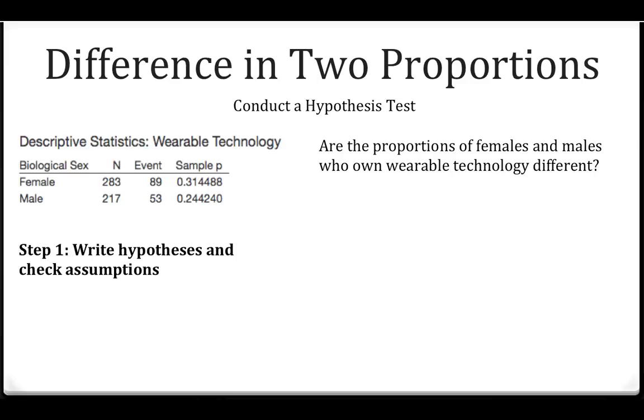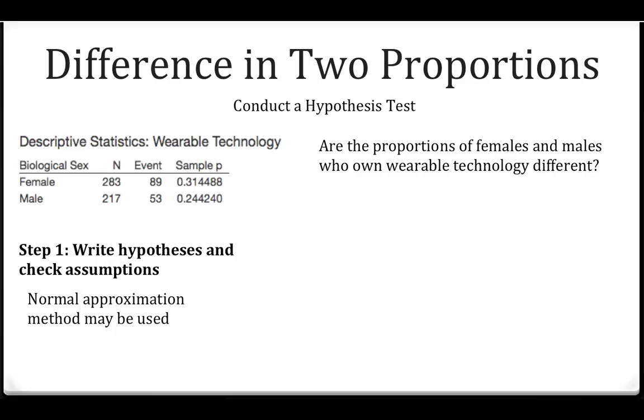Step 1, write hypotheses and check assumptions. We'll start by checking assumptions, which we actually saw earlier. Again, we're going to check to make sure that there are at least 10 successes and at least 10 failures in both groups. This assumption is met, so we can use the normal approximation method.